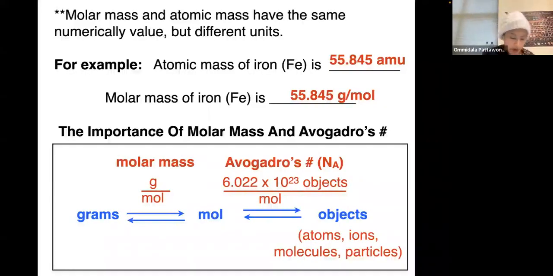Note that this road map here goes two ways. You can go from grams to mole to object, and you can also go from object to mole and mole to grams by using the same conversion, but you just need to flip it. So this can be flipped depending on what unit you want to cancel. For example, if you want to cancel grams, grams have to be on the bottom and mole has to be on top. You need to flip both the number and the unit. Same thing here. If you want to cancel object, the number of objects has to be on the bottom and the number of moles has to be on top. If you flip the unit, you also need to flip the number as well. Okay, so keep that in mind.